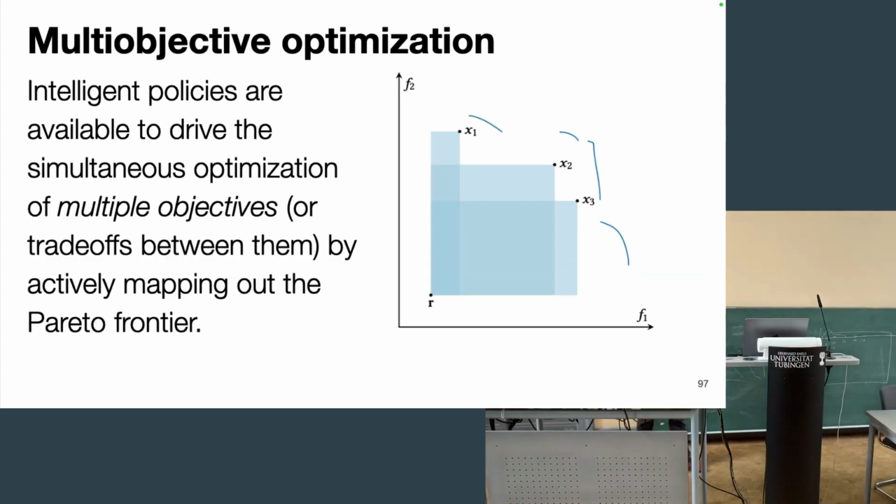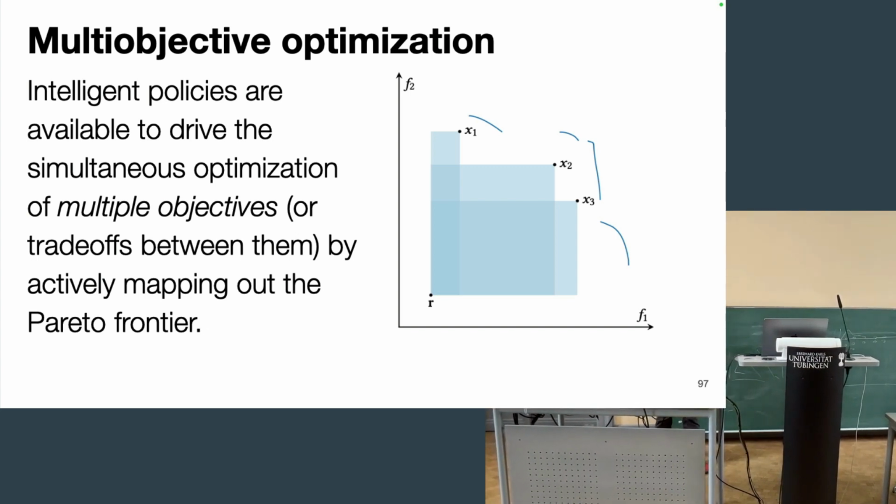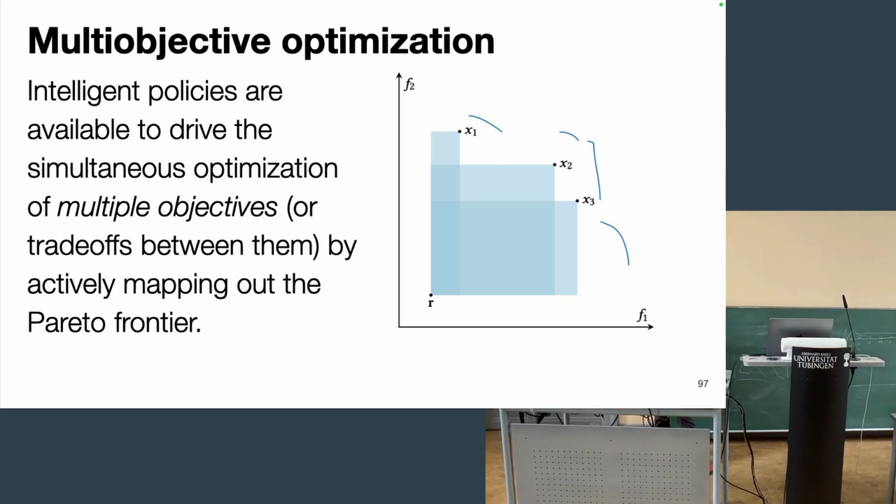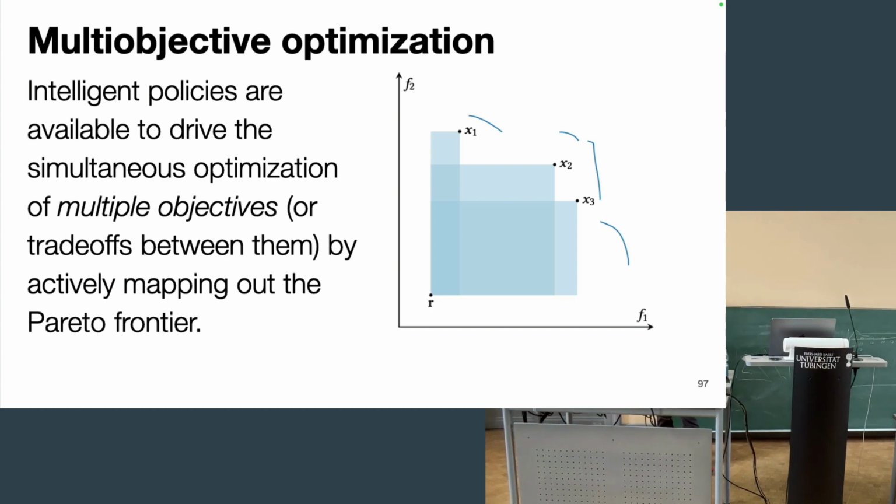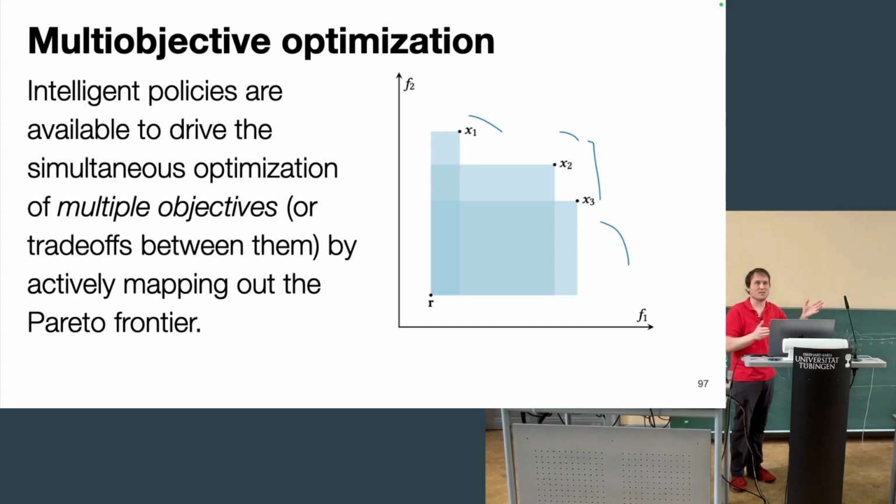There's also methods available for multi-objective optimization. In something like material science, you might be trading off something like strength versus ductility. And rather than choosing a particular trade-off, you might want to map out the entire Pareto frontier of optimal trade-offs. And there are Bayesian methods that will reason about, for example, the expected improvement in the hypervolume of your Pareto frontier or something like that.